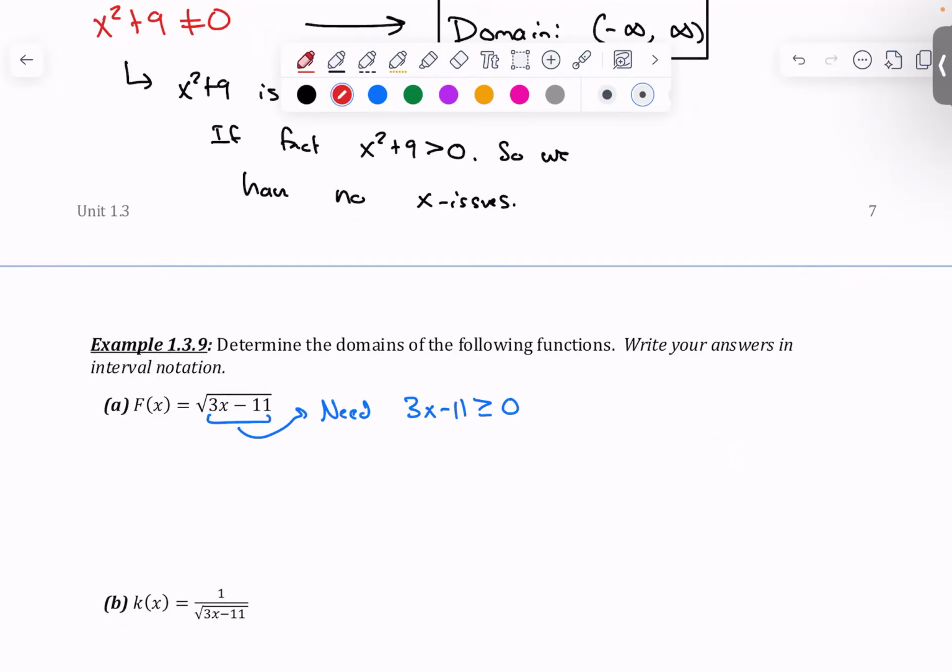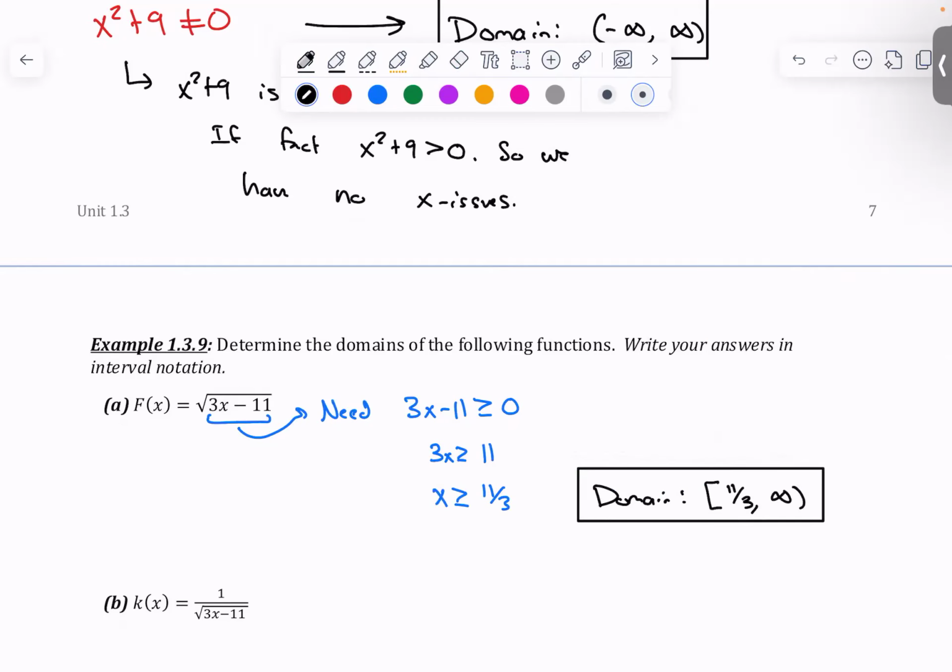So that is a linear inequality. We can solve that. We add 11 to both sides. We get 3x is greater than or equal to 11. That gives us x is greater than or equal to 11/3. So the domain is therefore bracket 11/3 to positive infinity.